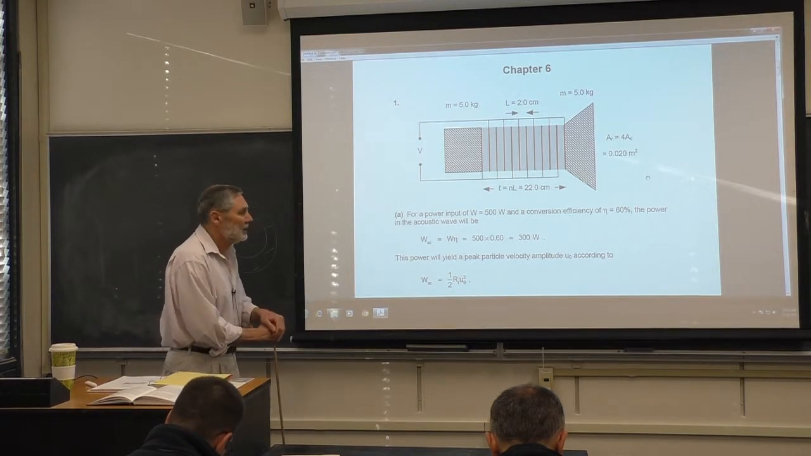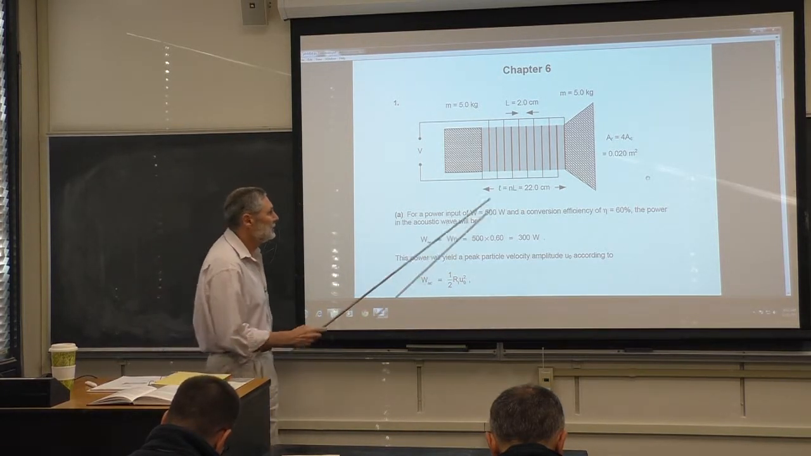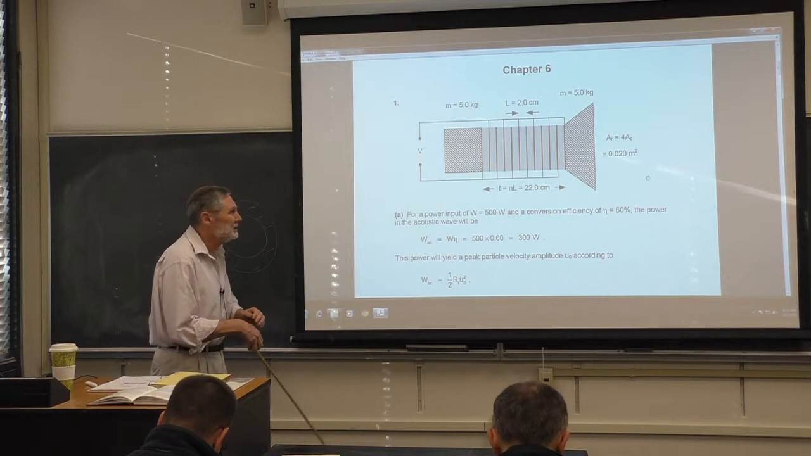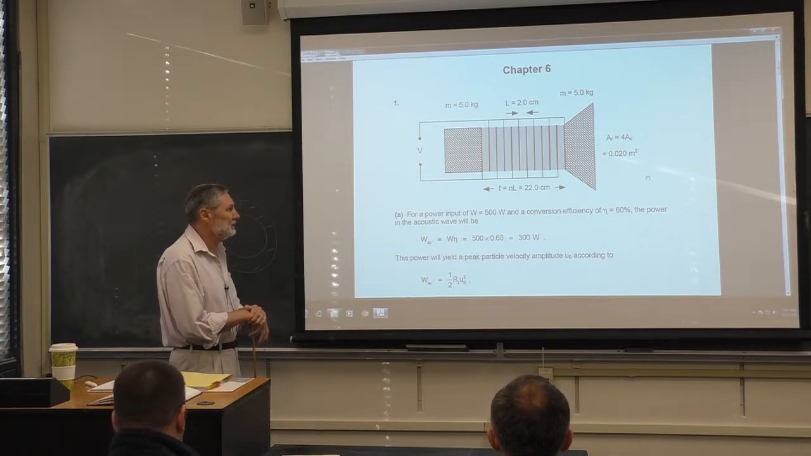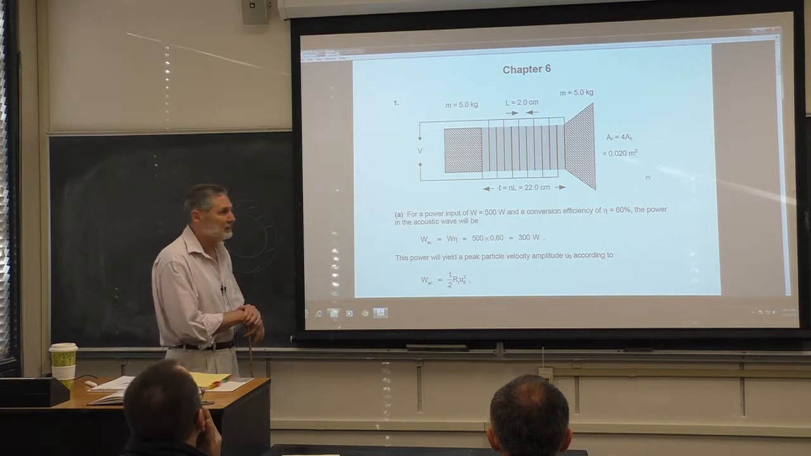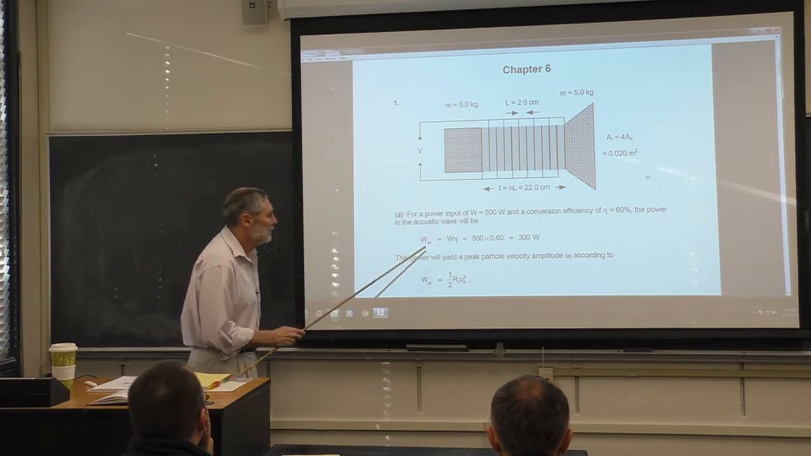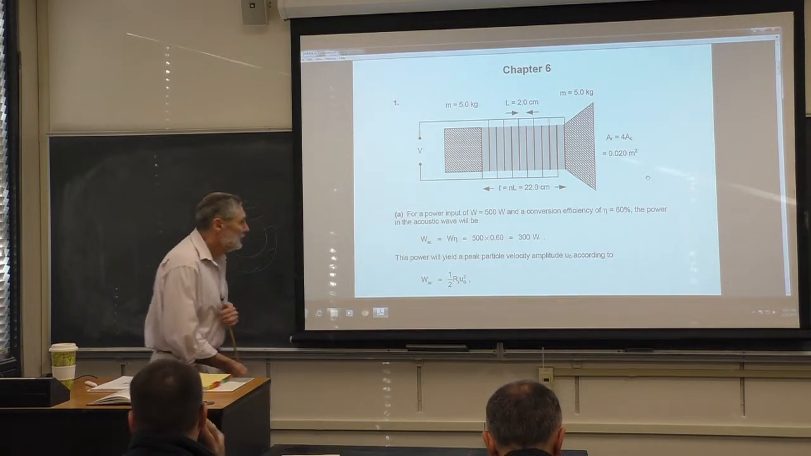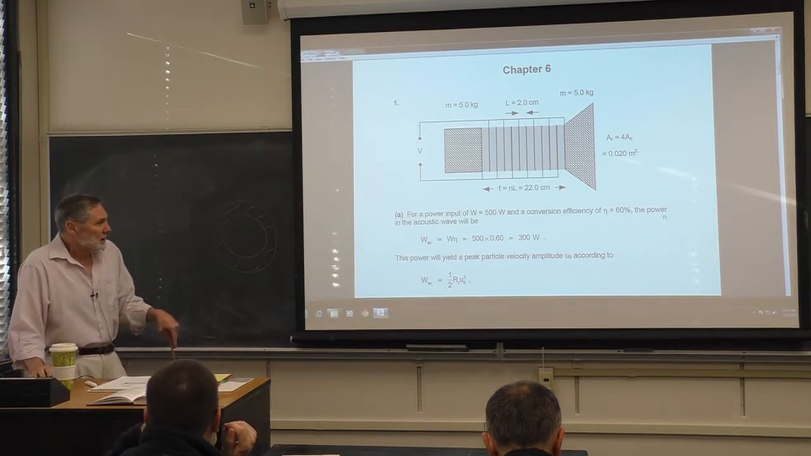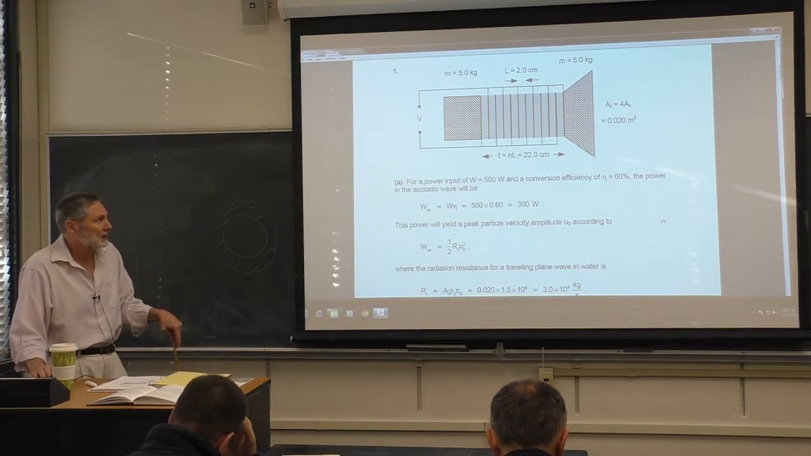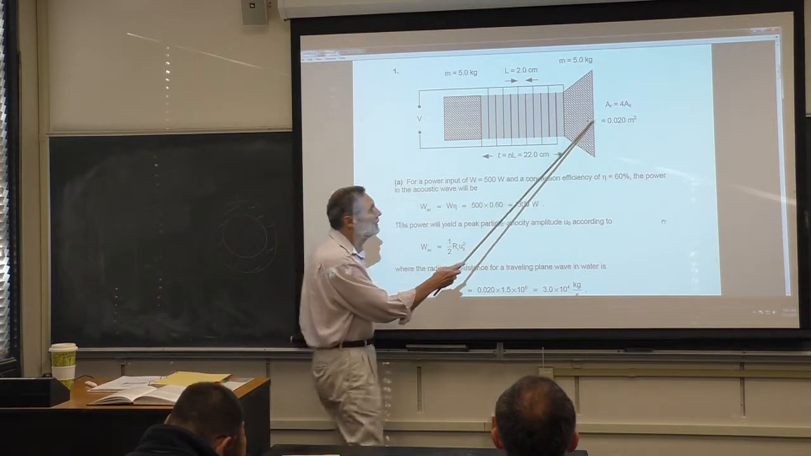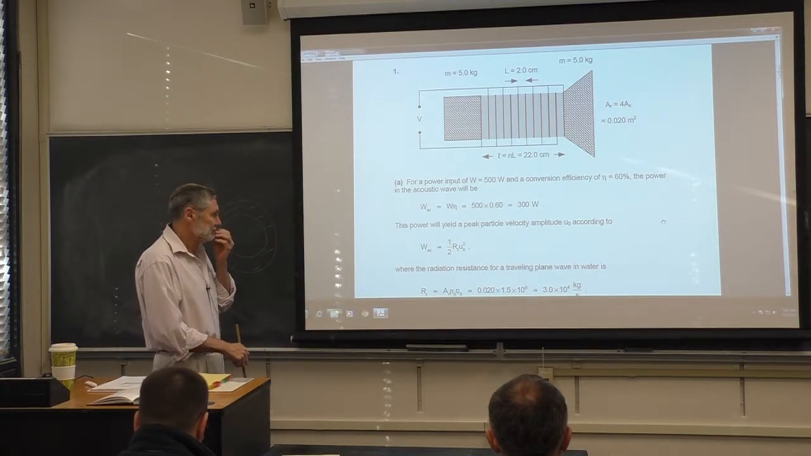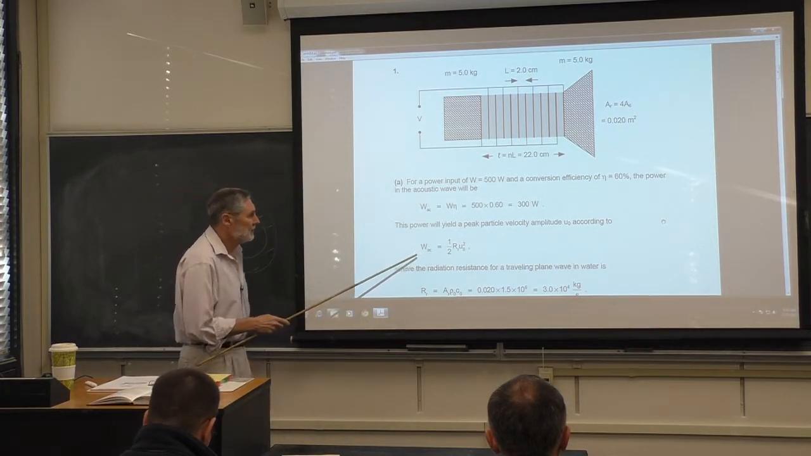Okay, so there's a power input. We're told there's a power input of 500 watts and a conversion efficiency of 60%. So that means you put 500 watts in and you get 60% of that out as an acoustic wave, okay? So the acoustic power is going to be 300 watts, all right? The particle velocity, we can calculate the particle velocity amplitude at the face of the acoustic wave. It will be given by this expression.